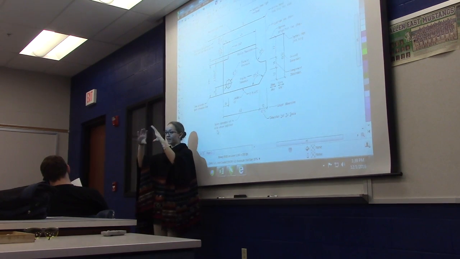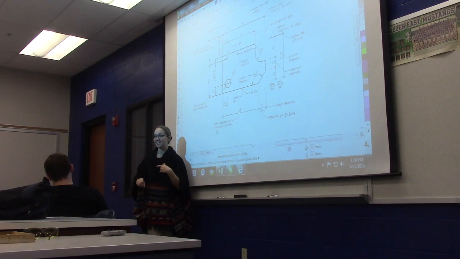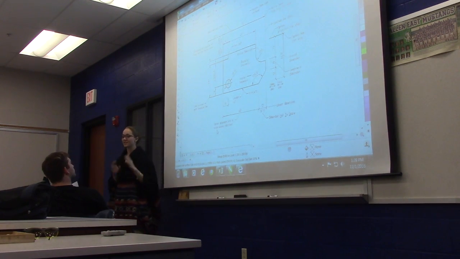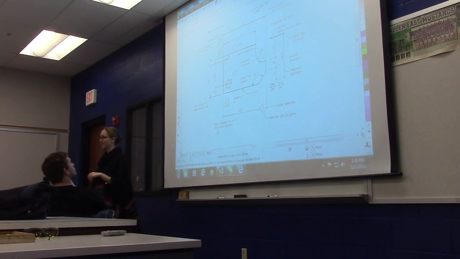Because you can see the entire circle head on. You're not seeing any hidden lines. You're not seeing a fraction of the circle. You see the whole thing. So it's the best view to dimension it in.